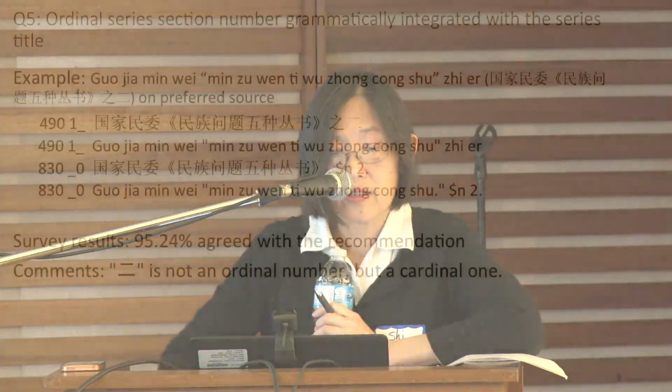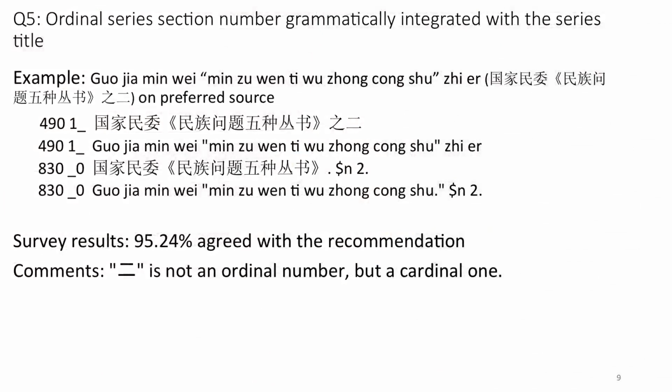And a comment says, Shen Chongwen should be inside reading Shen, comma, Chongwen, with a comma between Shen and Chongwen. I don't totally understand this one. Oh, okay. And this is the ordinal serial session number grammatically integrated with the series title. It follows the same rule.